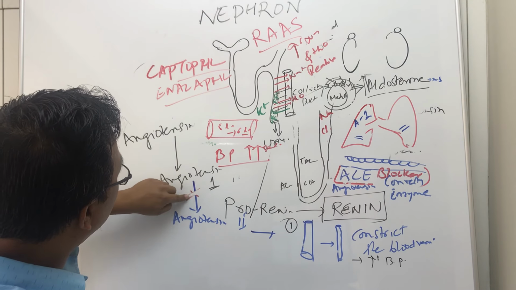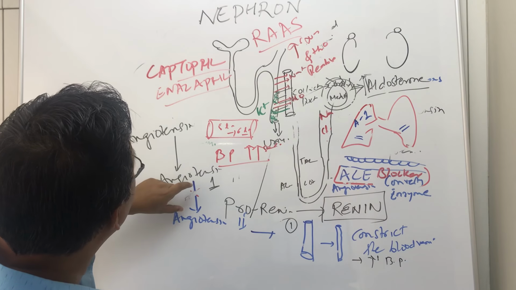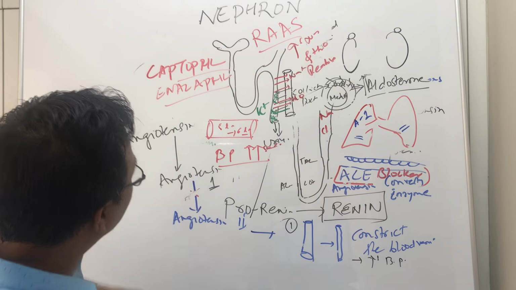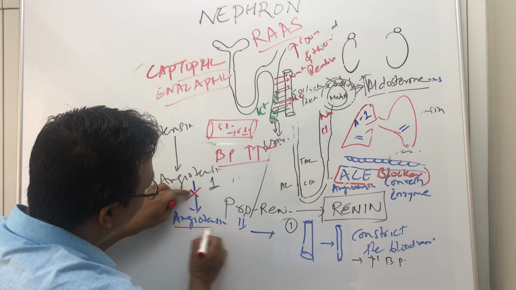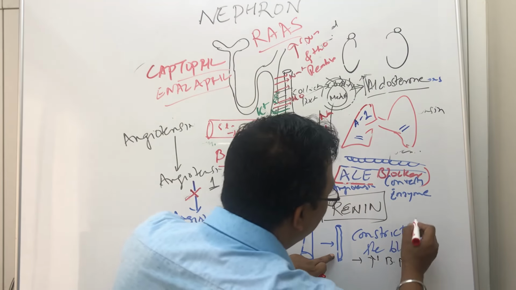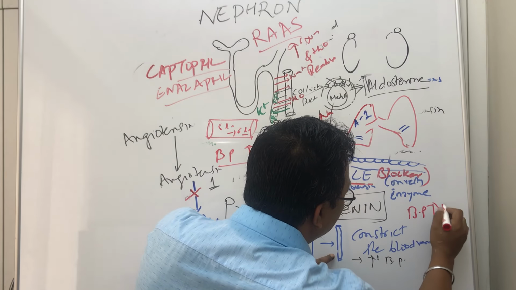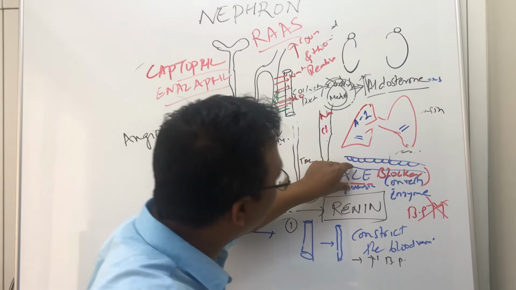Oh no, sorry. You are blocking the angiotensin 1 to angiotensin 2 step. Yes, you are blocking this step. So when you block this step, no angiotensin 2 will be formed. So no constriction of the blood vessels. So BP cannot rise. You are stopping the increase of BP. So that is one very common thing.